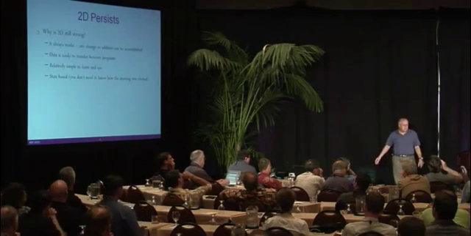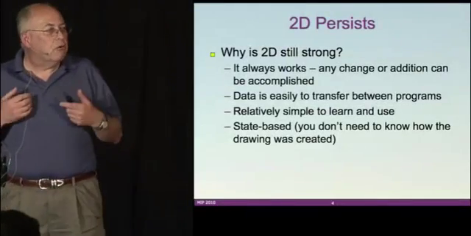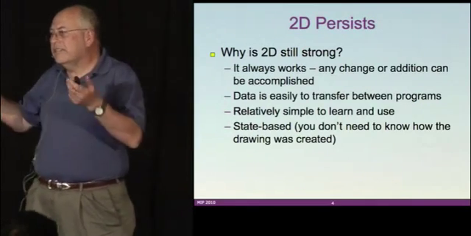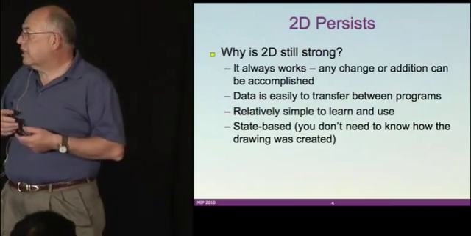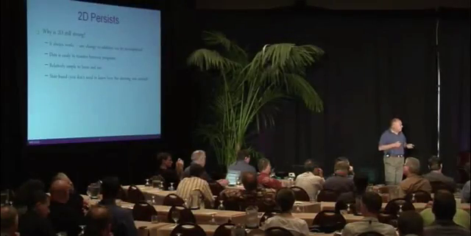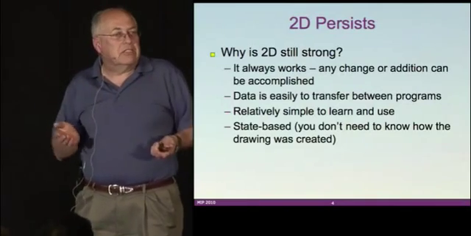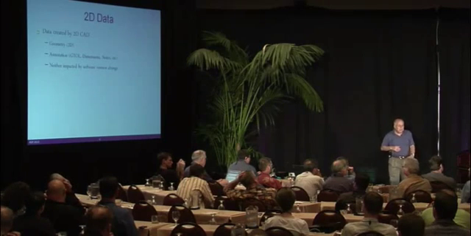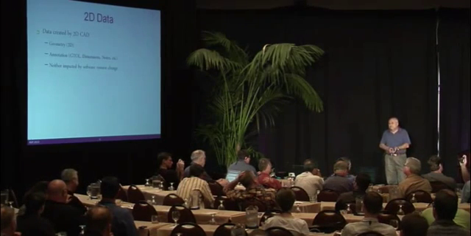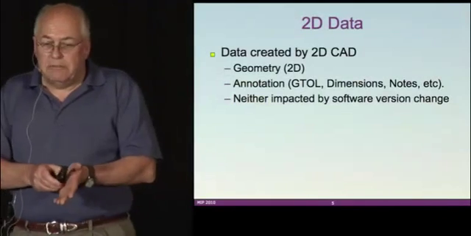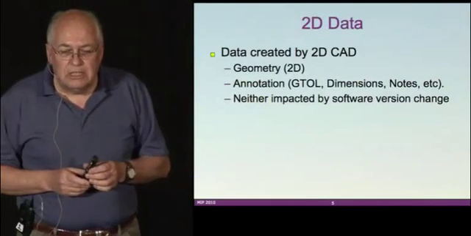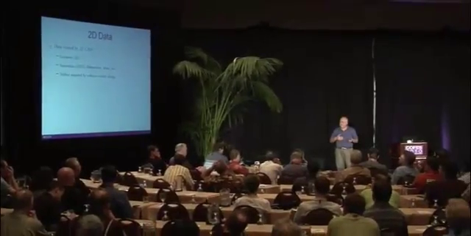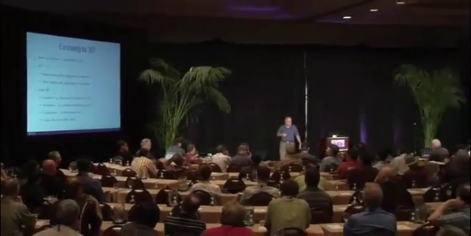And we still have 2D. Why? Because it always works. There's no question about that. We've got lines and arcs and dimensions, and they're always there. You can transfer the data between programs. It's simple. And it's state-based. You don't have to know who or how the drawing was created. The fundamental storage in 2D is geometry and annotation, notes, dimensions. And if the software version changes, the drawing doesn't. The line is that long.